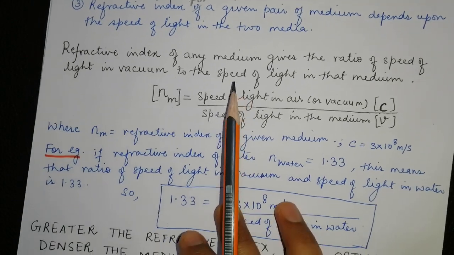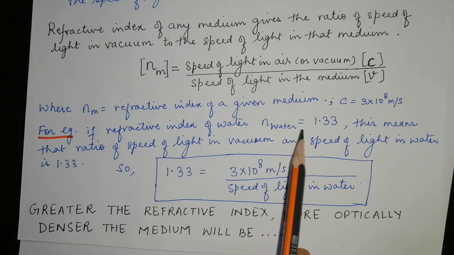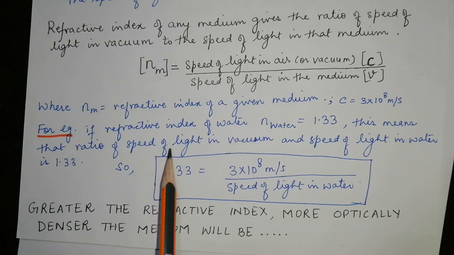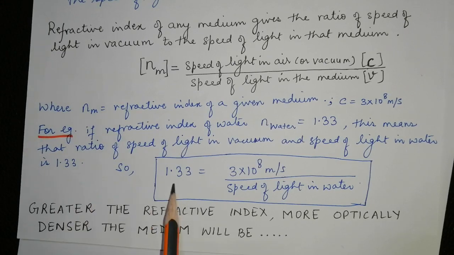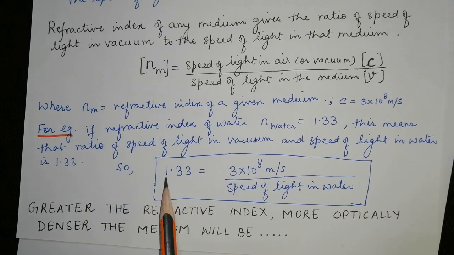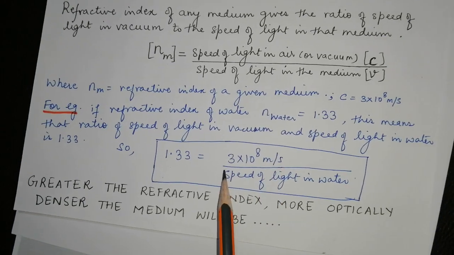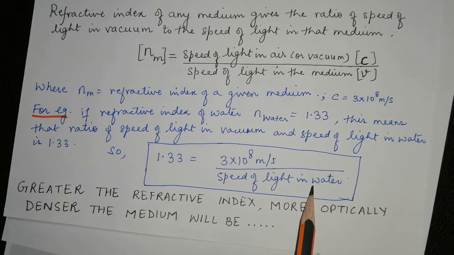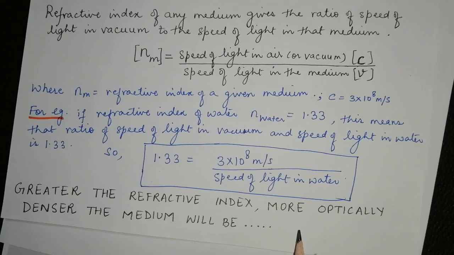Now, for example, if I say that the refractive index of water is 1.33, what does that mean? This means that the ratio of speed of light in vacuum and the speed of light in water is 1.33. So I'll substitute in this formula: in place of Nm, I'll write N water, that is 1.33, equals 3 × 10⁸ upon speed of light in water. In this way we can also find the speed of light in a particular medium. So greater is the refractive index, more optically denser the medium will be.